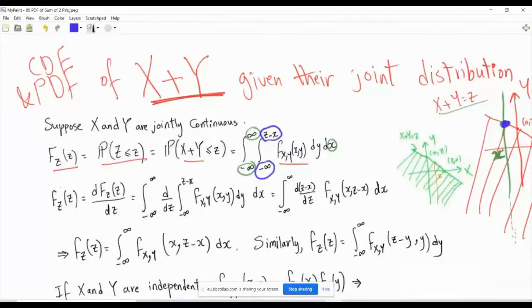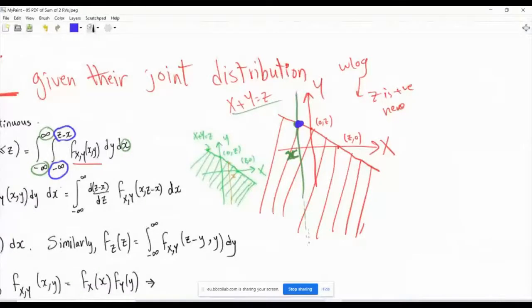Okay. Now, X is generally from minus infinity to infinity. It can be any value from minus infinity to infinity. There is no restriction on X. But once you fix X, Y will be from minus infinity to z minus x. Or alternatively, you can write this integral as such: you can take dy from minus infinity to infinity. Now, if you fix a Y like this, X will go from minus infinity, and then you will stop here at z minus 1.